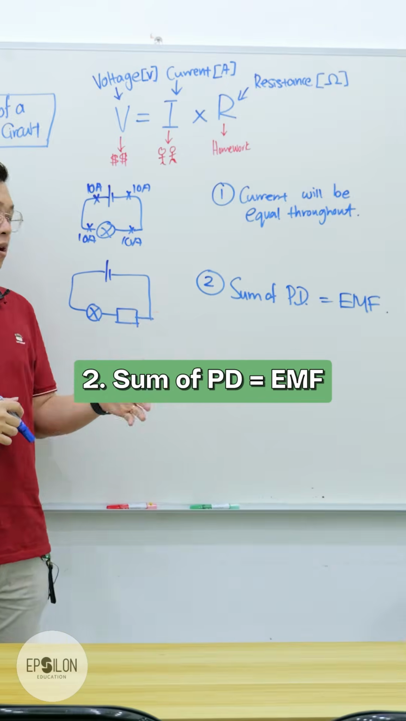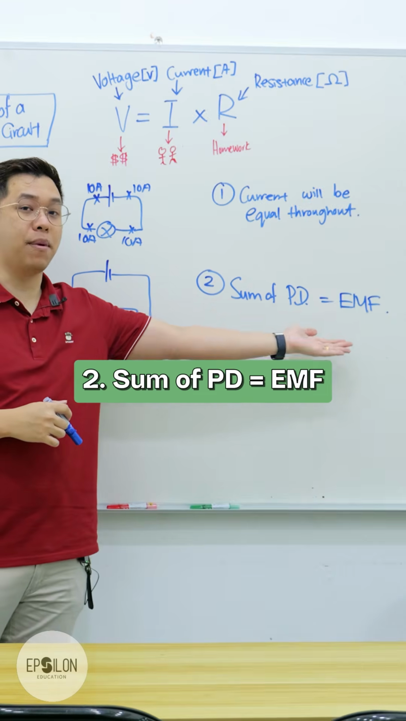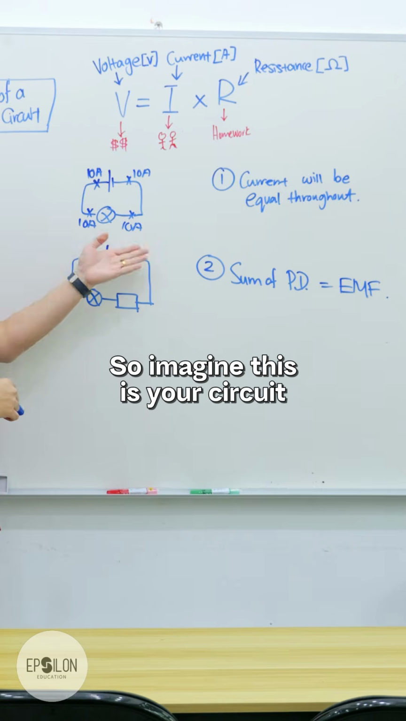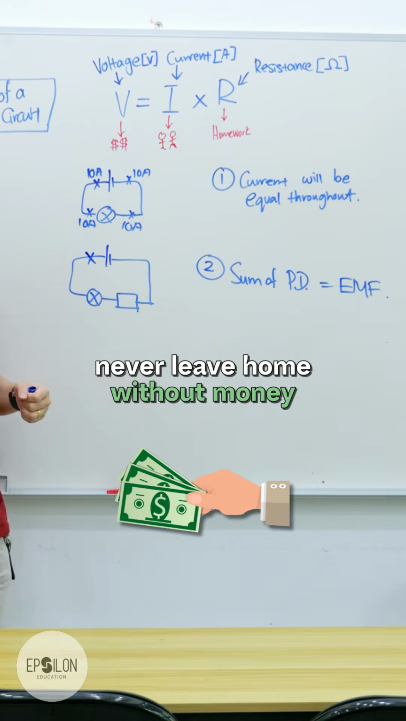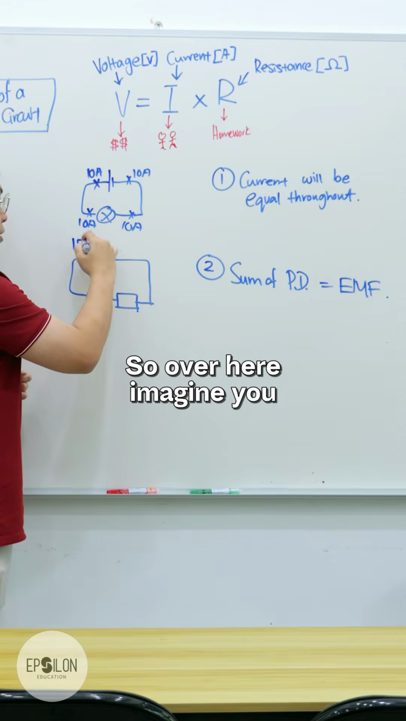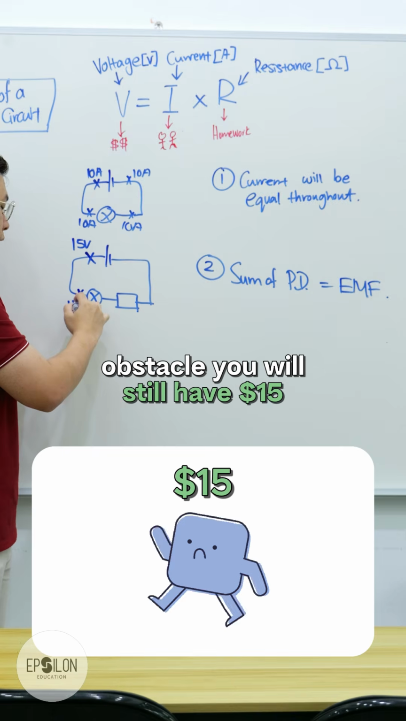The second rule: the sum of all potential difference will always be equal to the EMF of your battery. So imagine this is your circuit. When you leave home, you will never leave home without money. So over here, imagine you have $15. Right before your first obstacle, you will still have $15.